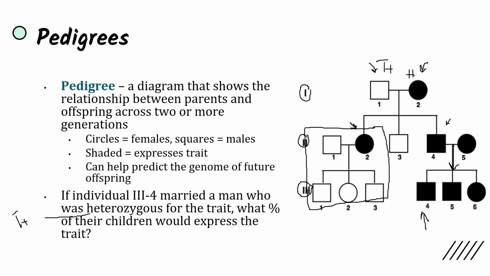So if we were to say that individual 3,4 has a genome of lowercase t, homozygous recessive, then we do our Punnett square: capital T, lowercase t, lowercase t, lowercase t, and we see that 50% are going to be unaffected. They have the dominant allele, while 50% are going to be affected and would express the trait.